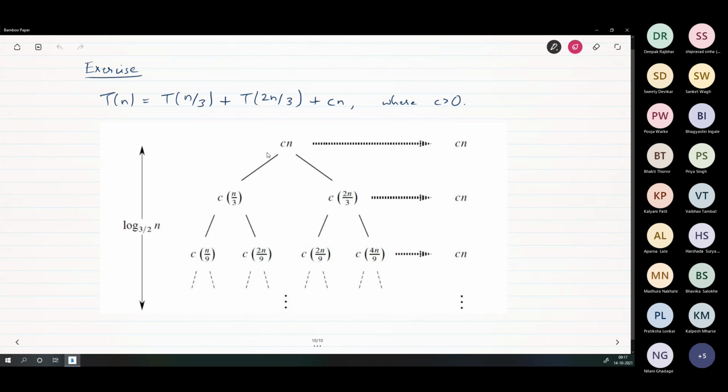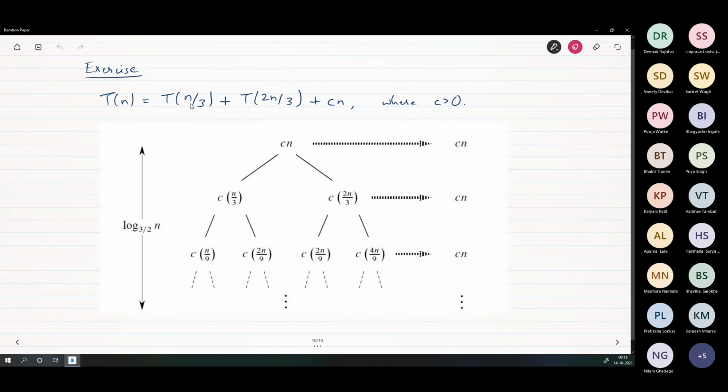But now what will the height be equal to? That is the question. Do you remember, whatever was the factor, if you had 1 by 2, you took log to the base 2. If you had 1 by 4, you took log to the base 4. If you have 1 by 3, you take log to the base 3. But here you have two factors. In one term you have 1 by 3, in the other term you have 2 by 3. So you are supposed to look at the maximum of those two, the largest factor.